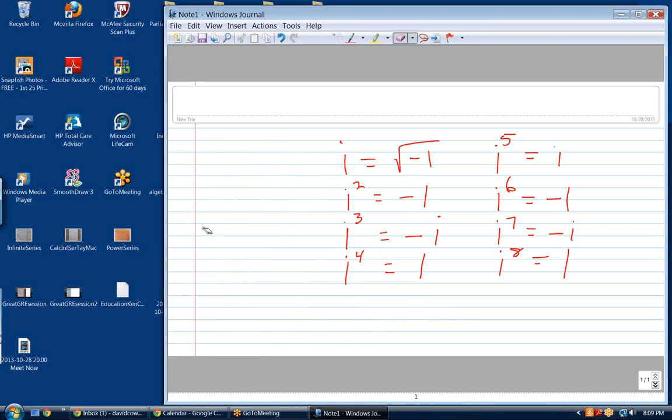So what would i to the 27th be? You divide by 4. The remainder is 3, so it'd be negative i. Yep. Okay. That's pretty much all you need to know about i: adding, subtracting, multiplying, dividing, and figuring out i's to large exponents. Do you have any specific problems you want to do?